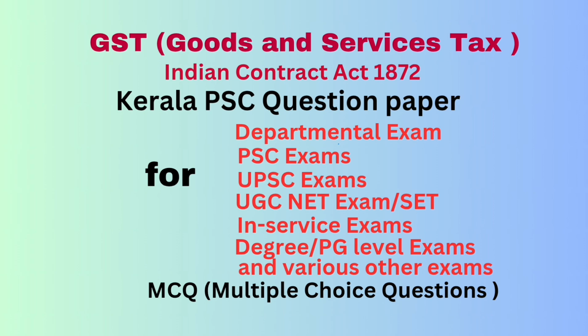Question number 23. Supply between dash is not interstate supply under the Integrated GST Act. Option A. Two different states. Option B. Two different union territories. Option C. A state and a union territory. Option D. A state and special zone within that state. Correct answer: option D. A state and special zone within that state.